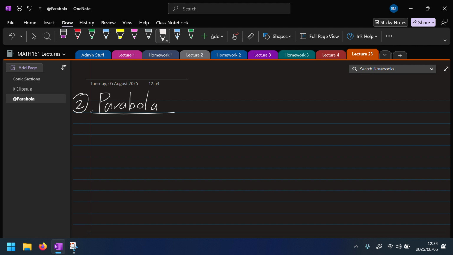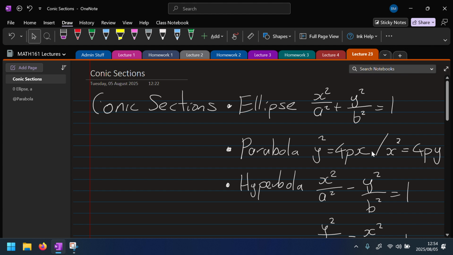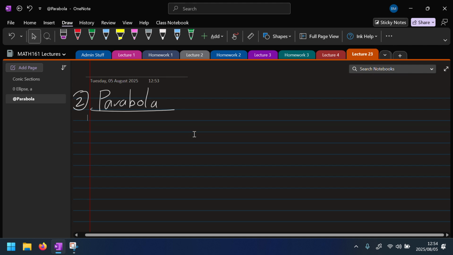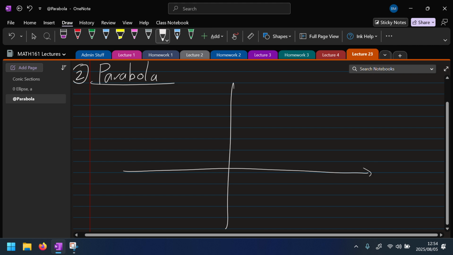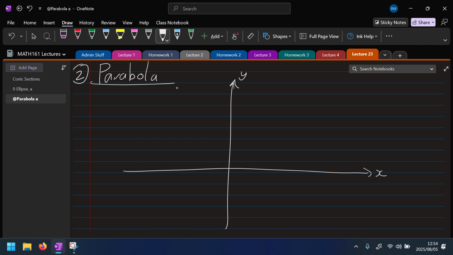Okay. So again, we're going to have a very similar definition to the ellipse. And then from that definition, we do a whole lot of algebra like we did before. And we will end up with one of these. Okay. So let's have a look at how this is defined. So we have our xy axes as before. Then we've got our parabola, like so.